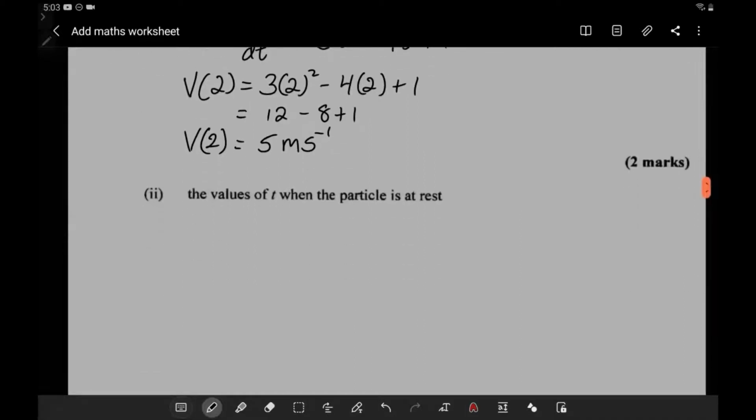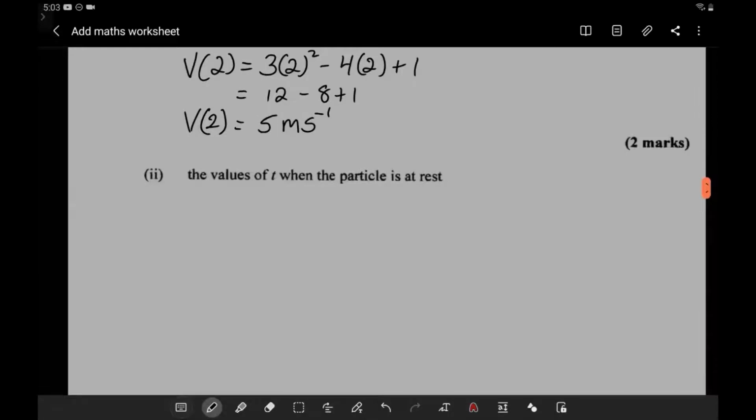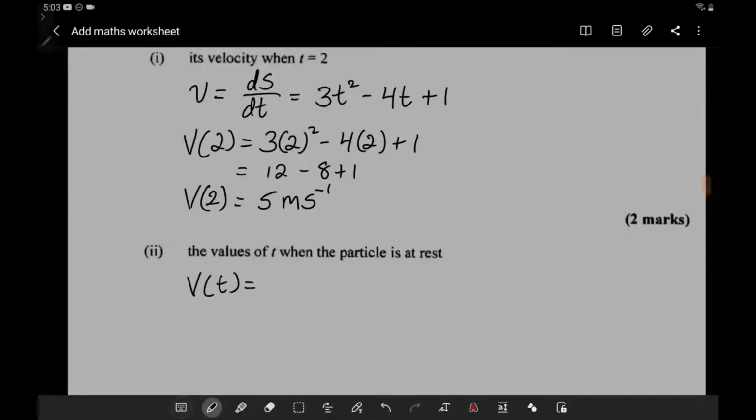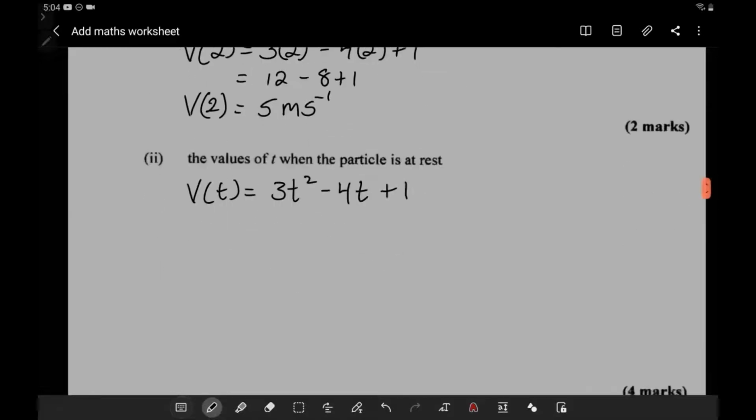Next, the values of t when the particle is at rest, meaning that it isn't moving. So we have our velocity function, which we got here, 3t squared minus 4t plus 1. All right, and we want this to be equal to 0.